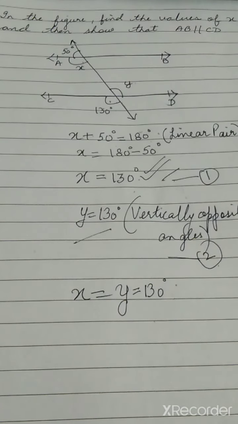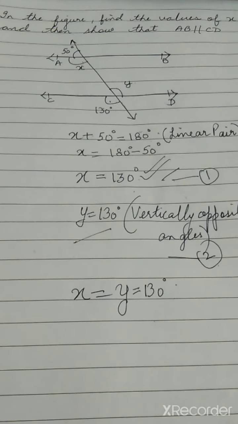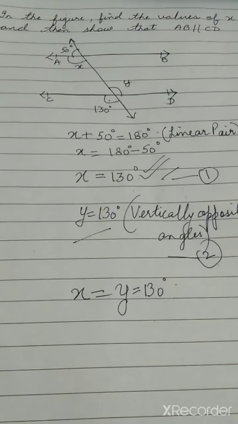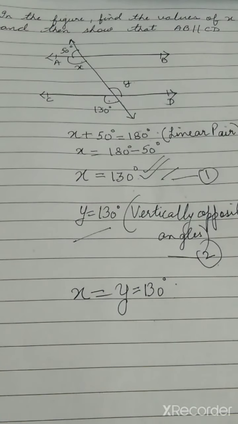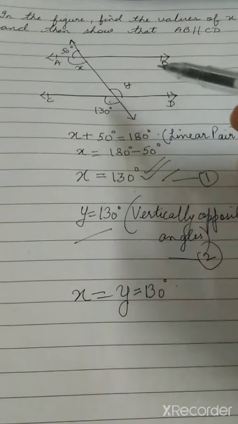Hello everyone, in today's video I'll be solving exercise 6.2. First question is, in the figure, find the values of x and y and then show that AB is parallel to CD.